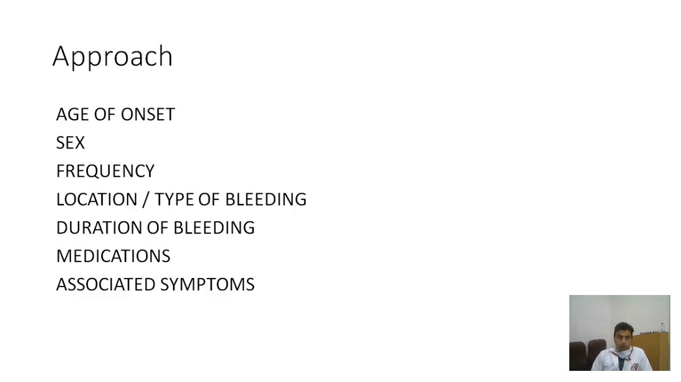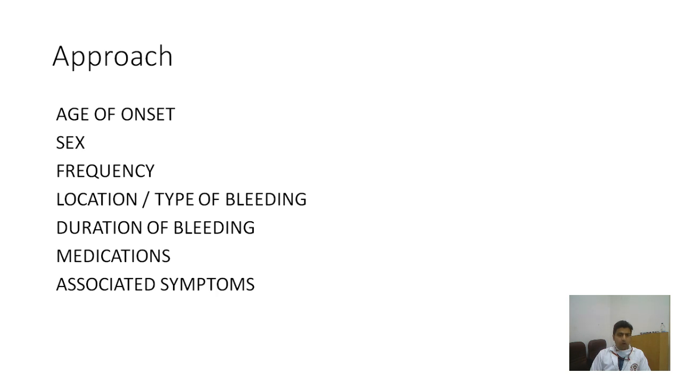So with this background in mind, when we approach a bleeding child, it is very important to know a few things such as age of onset. So say I have a 2-month-old child who has come with bleeding. Okay, it's very likely that this could be a congenital bleeding disorder. It's not acquired, or it could be, say, vitamin K deficiency disorders, which are common.